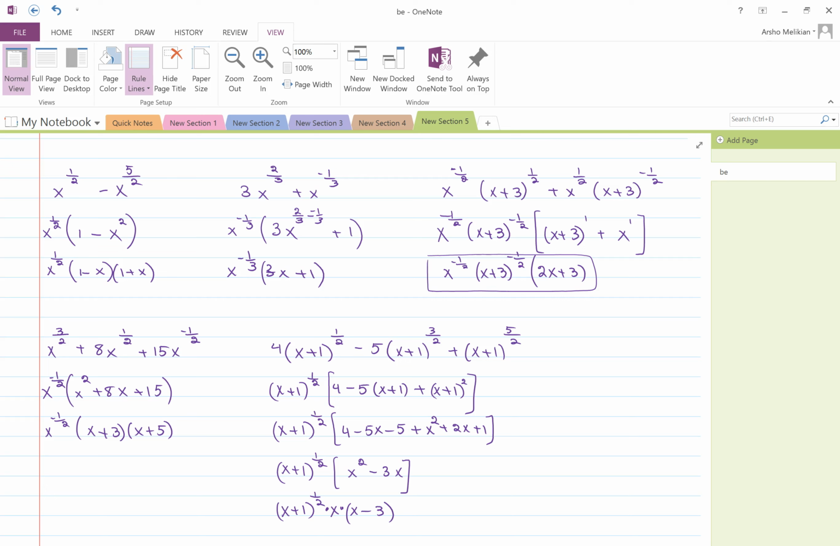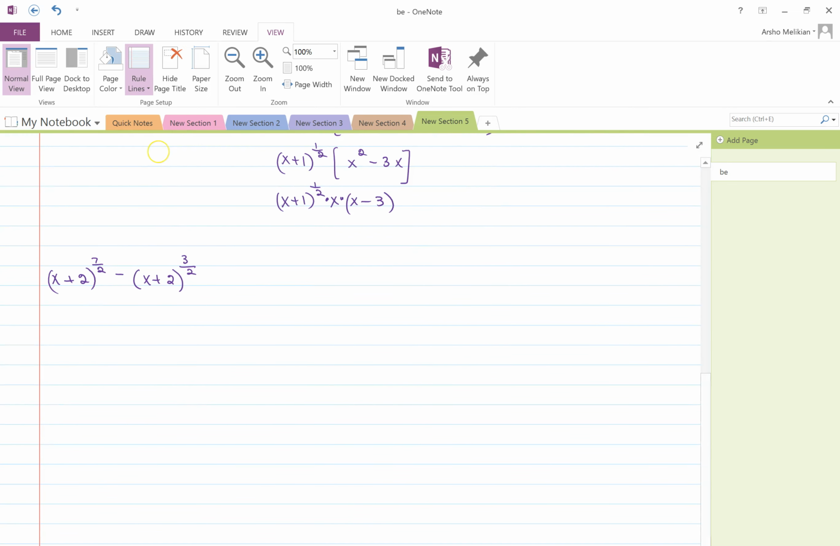Look at that. Now, this looks very ugly to me. The way we would normally write it is x in the front and then times x plus 1 to the 1/2 times x minus 3. Okay? So it's x times x plus 1 to the 1/2, then times x minus 3. Okay, and here's the next one.